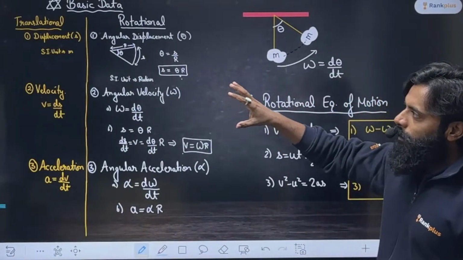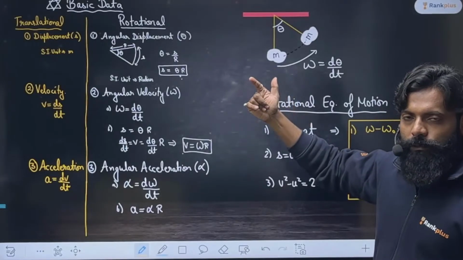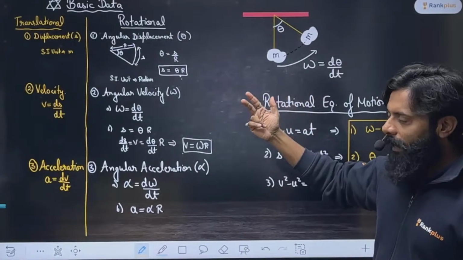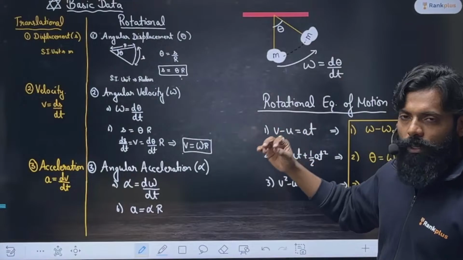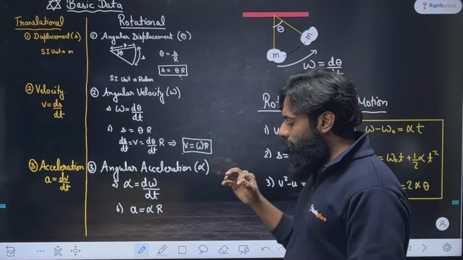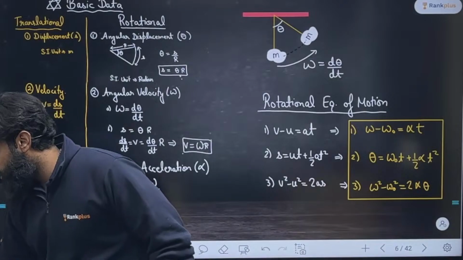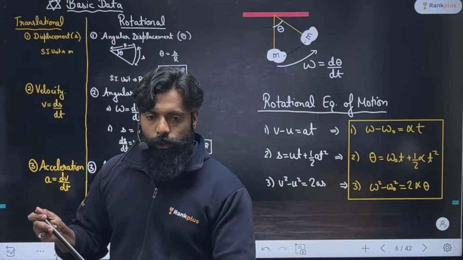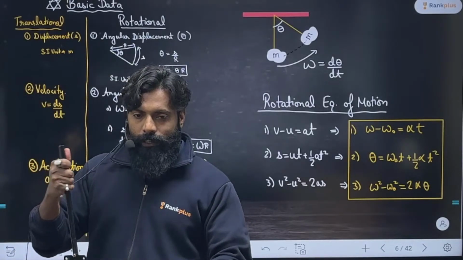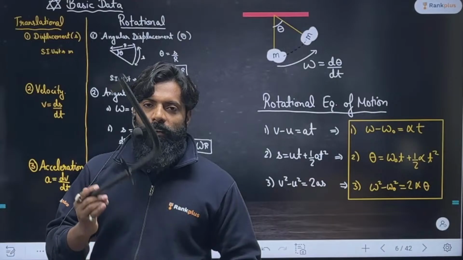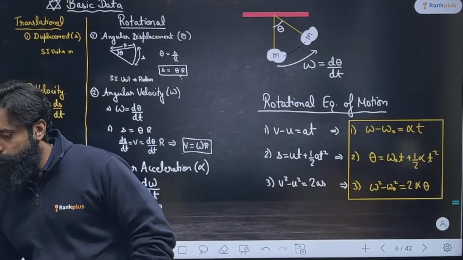This is the basics about displacement, angular displacement, angular velocity, angular acceleration, and the basics about the rotational equations. I hope that this thing is clear to you. Is this thing clear? Tell me, is this thing clear?